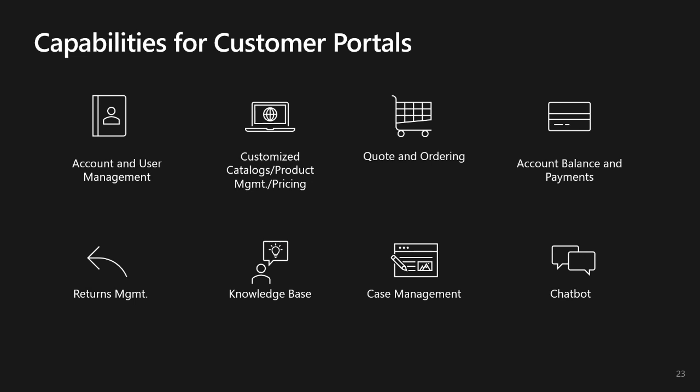In terms of account balances and payments, customers can view their previous orders, account statements, and settle invoices with payments. Customers also have the ability to initiate a return or an RMA for orders that they're not happy with, and they can look up the status of previously returned orders and see the refund status on the same order.